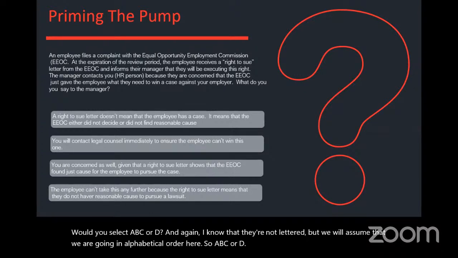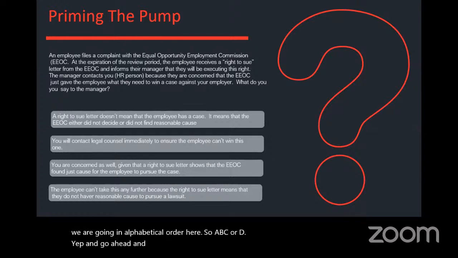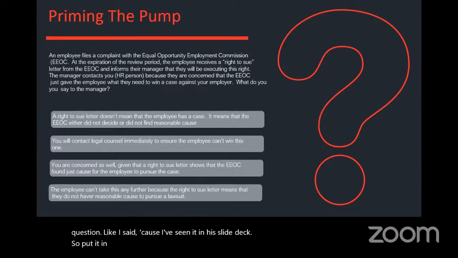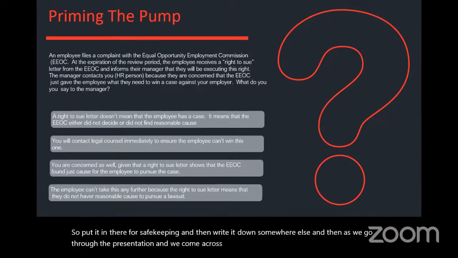Yep. And go ahead and pop your answer into the chat box. And you might want to write it down somewhere else as well, because we'll come back to this question, like I said, because I've seen it twice in his slide deck. So put it in there for safekeeping, and then write it down somewhere else. And then as we go through the presentation and we come across the EEOC and have a better understanding of it, we'll come back to this question and see how well you did.